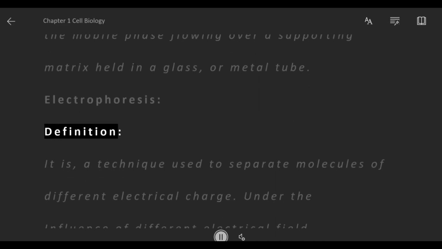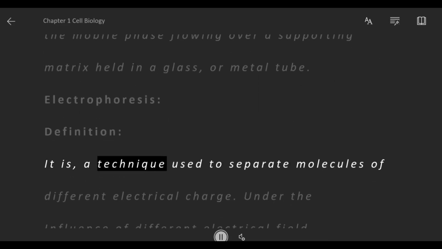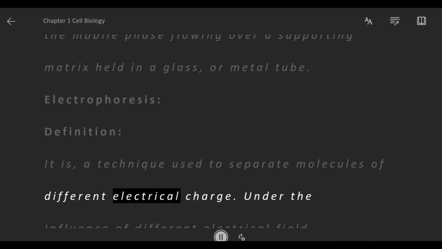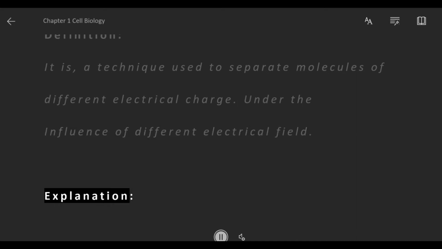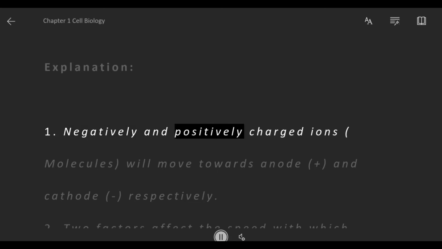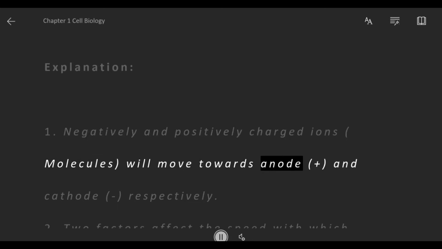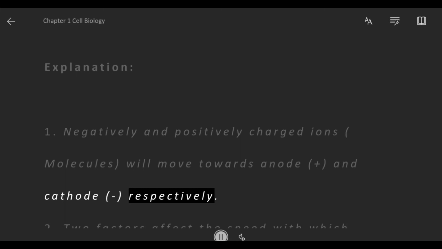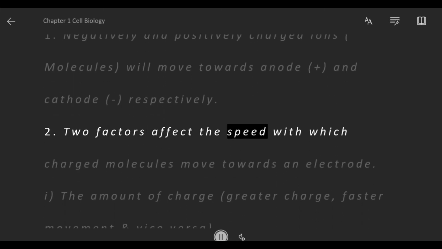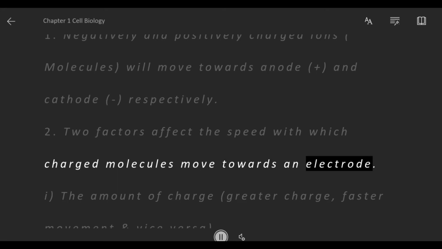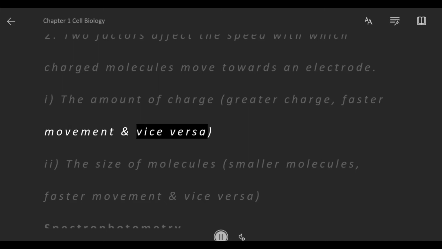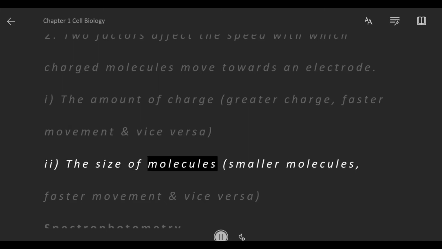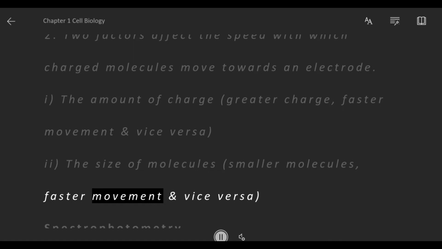Electrophoresis. Definition. It is a technique used to separate molecules of different electrical charge under the influence of an electrical field. Explanation. 1. Negatively and positively charged ions, molecules, will move towards anode, plus, and cathode, respectively. 2. Two factors affect the speed with which charged molecules move towards an electrode. 1. The amount of charge, greater charge, faster movement and vice versa. 2. The size of molecules, smaller molecules, faster movement and vice versa.